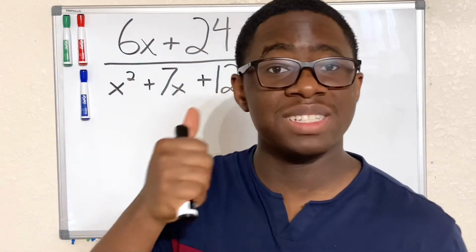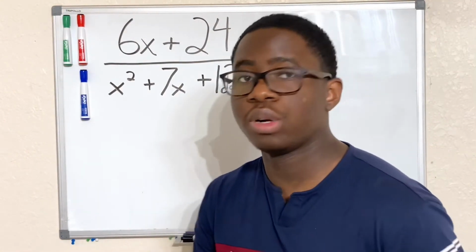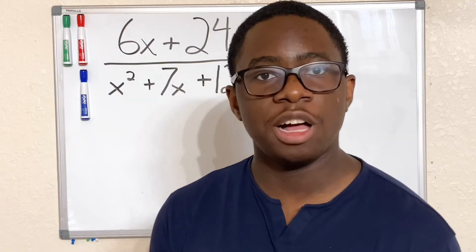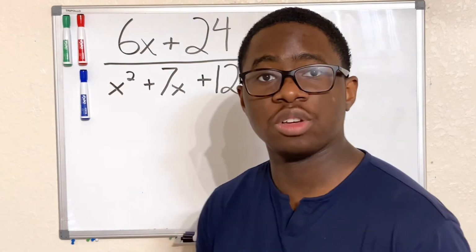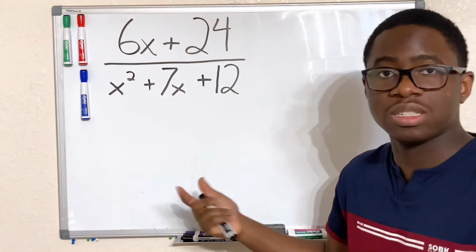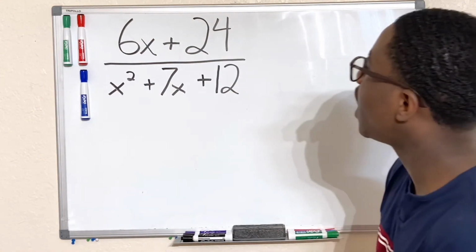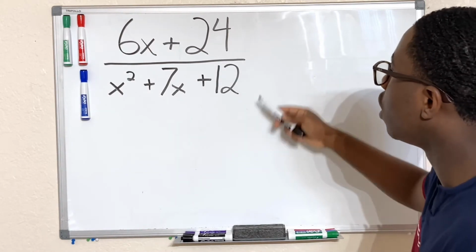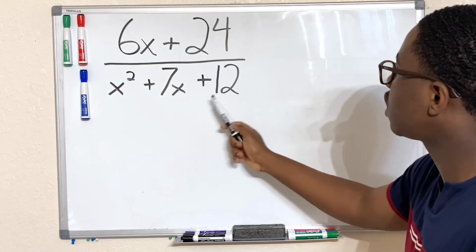Alright y'all, so we passed the easy level, the medium level. Now we're at the boss level. So keep the optimism the same. Keep it up, y'all. Don't let anything big like this discourage you. Let's take it one step at a time, like we've been doing. So here we have 6x plus 24 over x squared plus 7x plus 12.